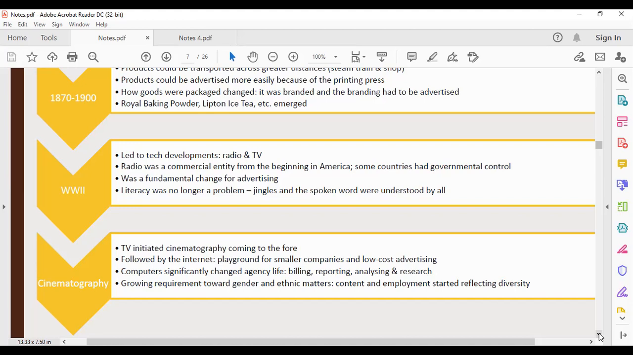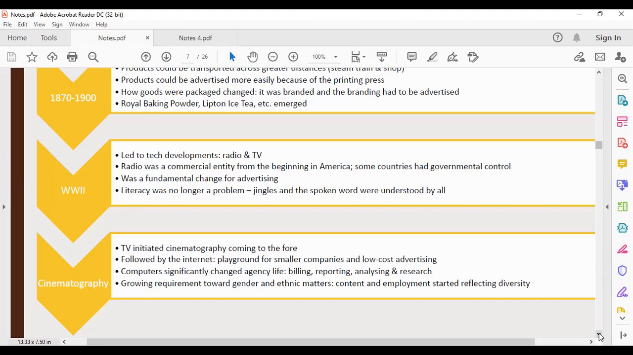Then computers significantly changed the agent's life: billing, reporting, analyzing, and research. Of course, computers changed how advertising agencies were dealing with their work. With computers now, you can analyze, you can research, you can sit at the computer and come up with different data, analyze the life cycle of a product, analyze the competitors' products, and analyze how the advertisements that you are involved in are doing in the market. So that's the most important advent.